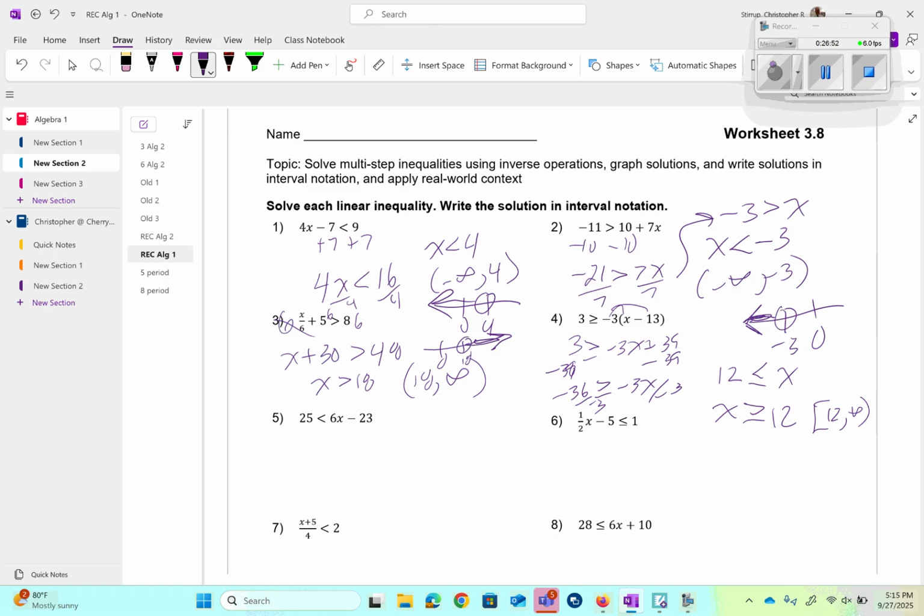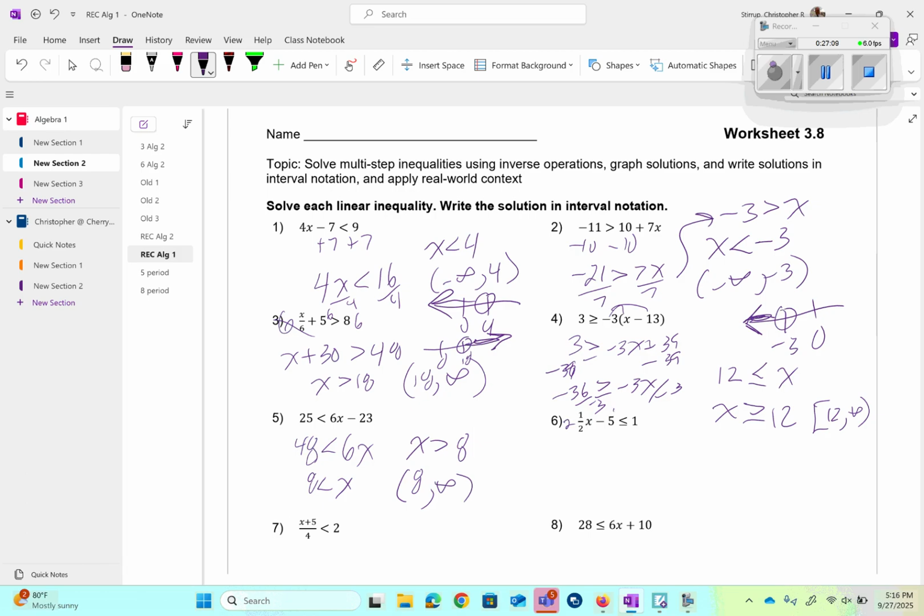Number 5, we're going to add 23 to both sides. So this is going to give me 48 over here. Divide each side by 6. So I get 8 is less than x. Flip the whole thing over to get the x on the correct side. So we're going to go from 8, soft bracket, to infinity.